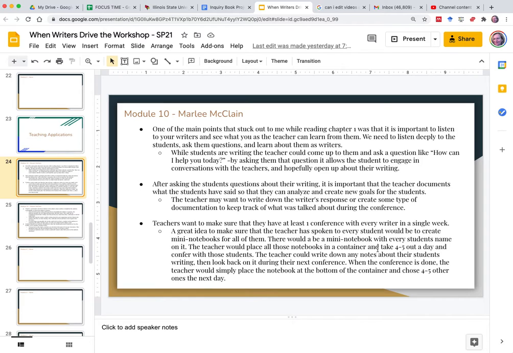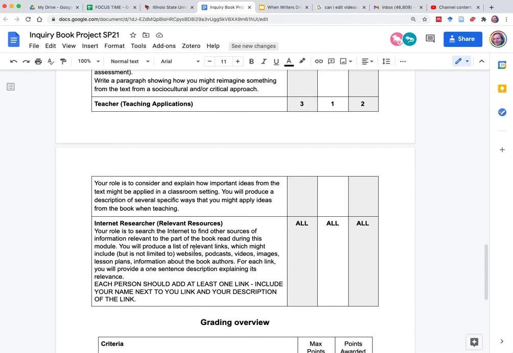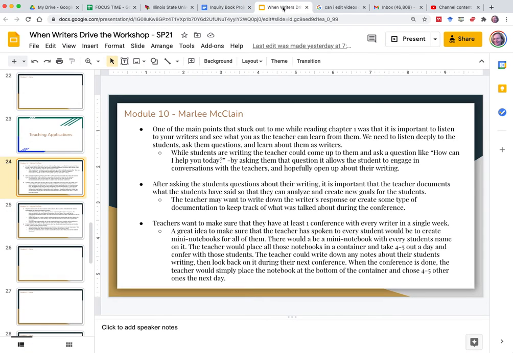Now, this brings back another point that I think is really important. I want to remind you that in addition to your role as summarizer or analyst or teacher, everybody is also taking on the role of internet researcher. You're curating resources from the internet. So I'm just looking at Marley's example.